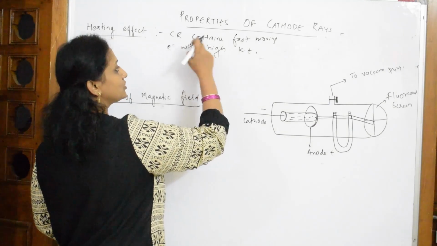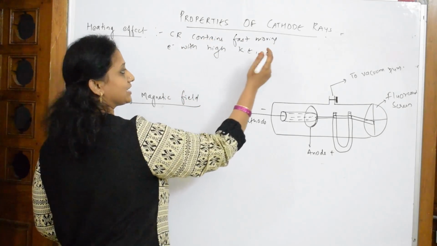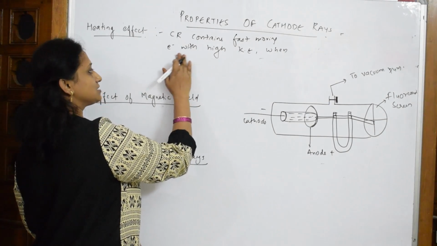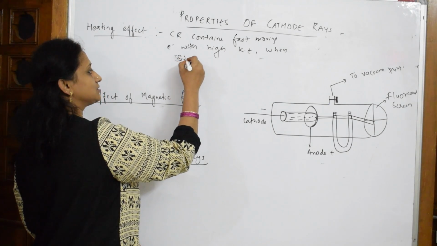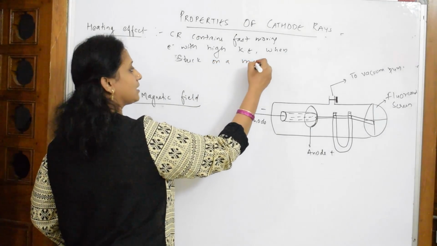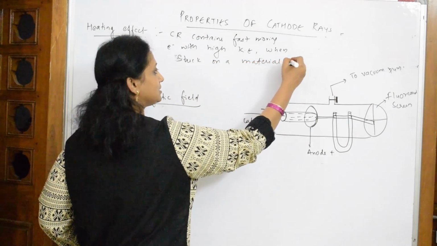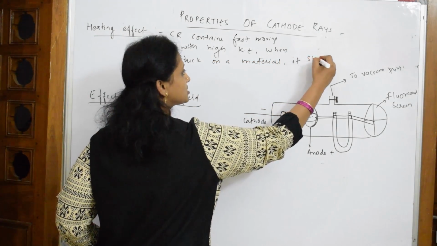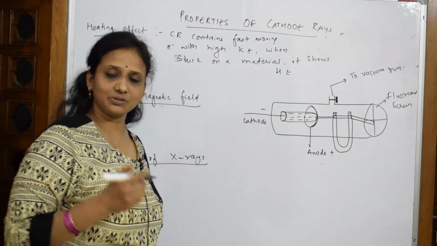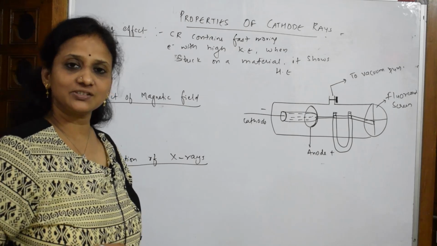Right, so cathode ray contains fast moving electrons with high kinetic energy. When it hits or strikes a material, it shows the heating effect, or it starts heating up that material because it's moving with high kinetic energy, isn't it? Yes.